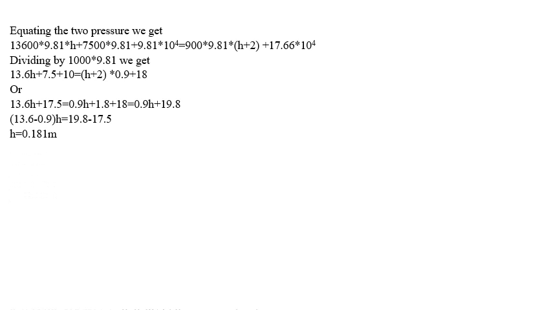Then we will get the h value equal to 0.181 meter. Now the height of the mercury level available in the left limb, that is for the height of h, is equal to 0.181 meter. So this is the solution for this differential U-tube manometer to find the height.